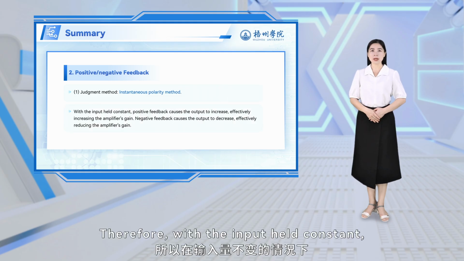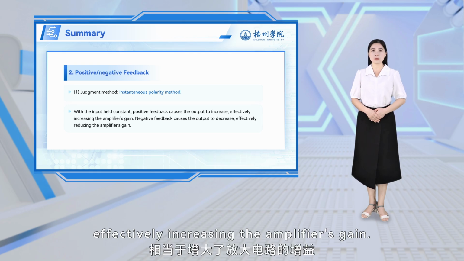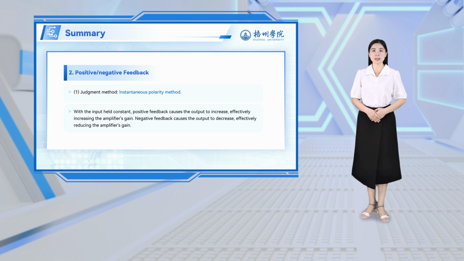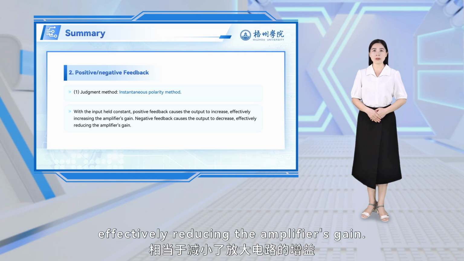Therefore, with the input held constant, positive feedback causes the output to increase, effectively increasing the amplifier's gain. Negative feedback causes the output to decrease, effectively reducing the amplifier's gain.